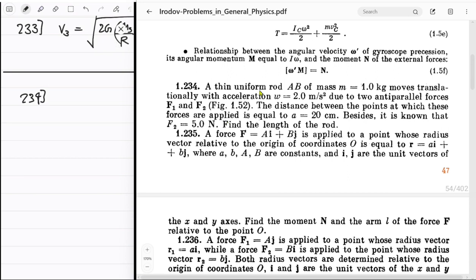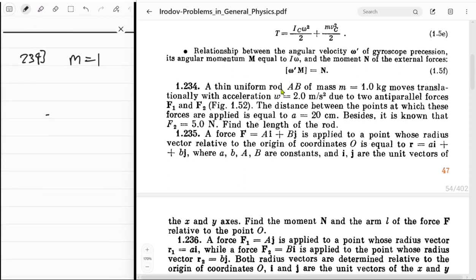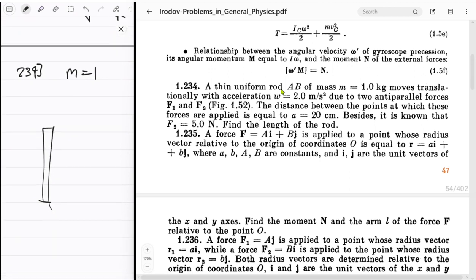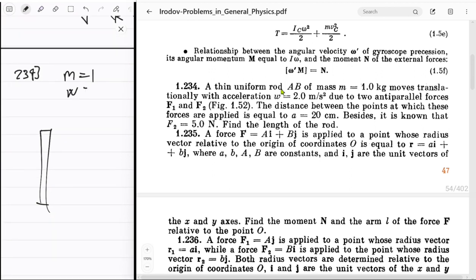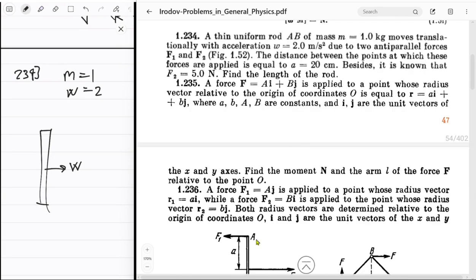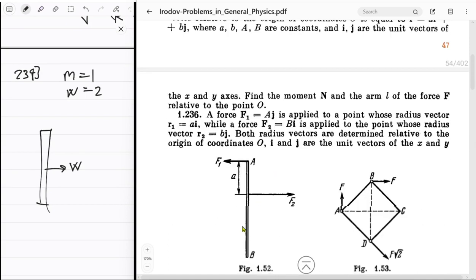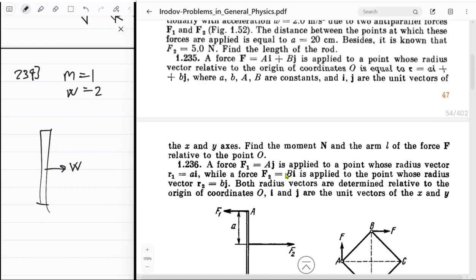What's the thing? A thin uniform rod AB of mass 1 moves translationally with acceleration. So you got a rod. Okay, it moves with acceleration. So W is equal to 2. So it moves with that acceleration. Okay. Due to two anti-parallel forces F1 and F2, 1.52. Where is the figure? Oh, so like this thing. Okay, so the acceleration is W.